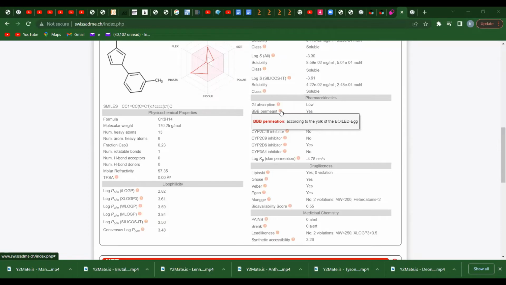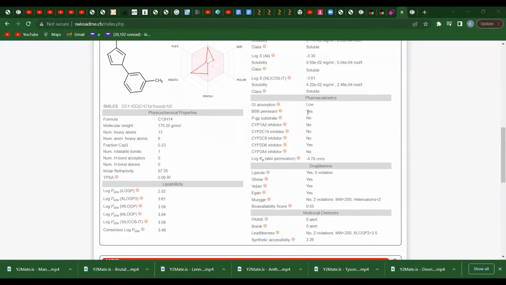They are like a security guard, maintaining the movement of substances from the blood into the brain, and from the brain back into the blood. So this shows that the software believes our drug can pass through the blood-brain barrier. Are you getting me?